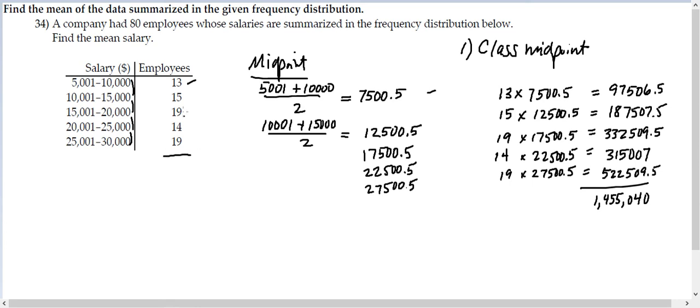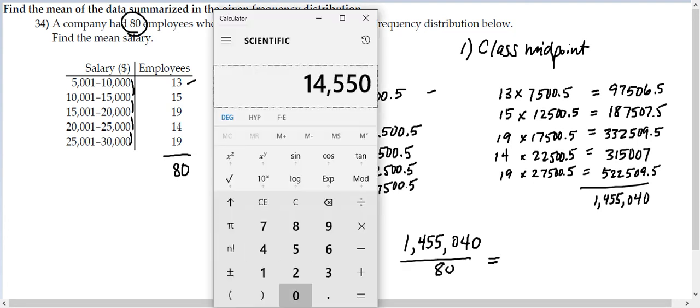Now we add up the frequencies, the number of employees. There are 80, but you can also see up here that the problem tells you there are 80. So the final step is to take this 1.45 million number and divide by 80, and that gives us our final answer. 1,455,040 divided by 80 is 18,188.